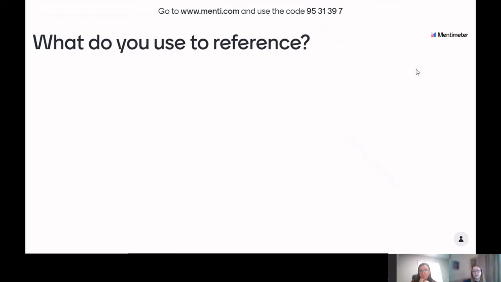Okay, so what do you guys use to reference? If anybody has reference. Some people might know this now. Yeah. I don't know reference style. I'm trying to think what I used to reference. I would have used Word, would have been the main one I used.